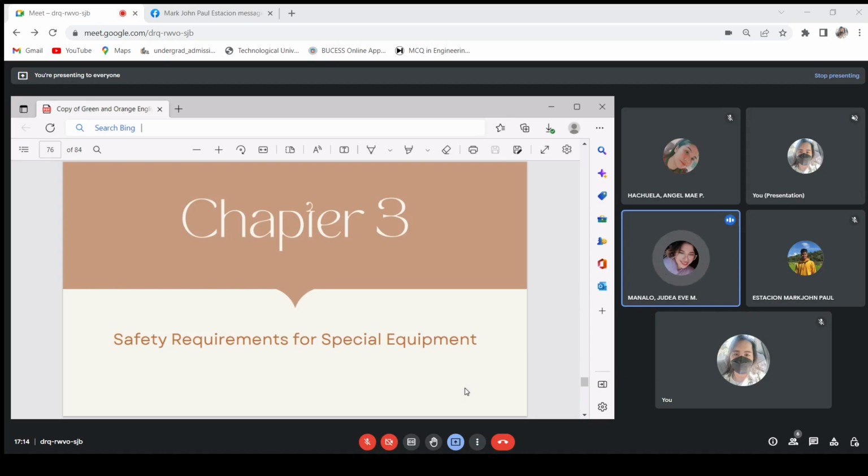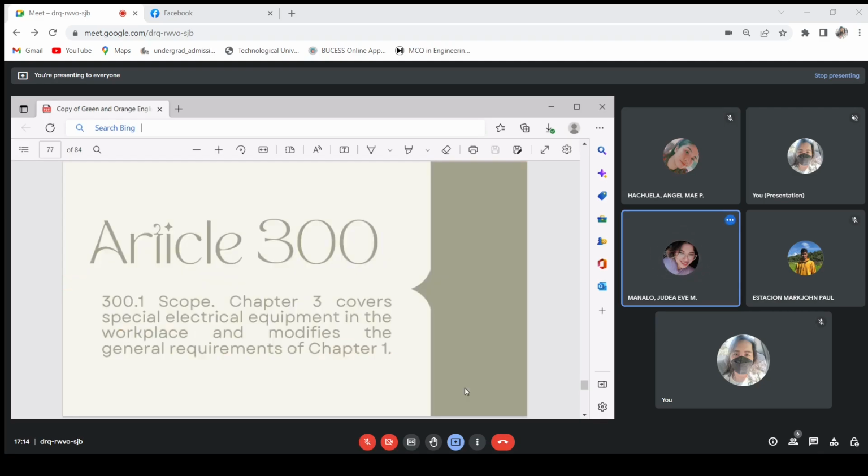So, the next chapter would be Article 300. This is about safety requirements for special equipment. The next slide. Article 300 covers the special electrical equipment in the workplace and modifies the general requirements of Chapter 1.